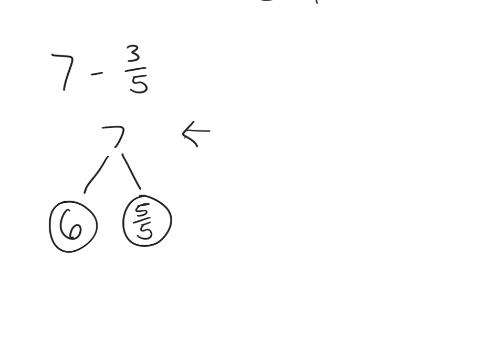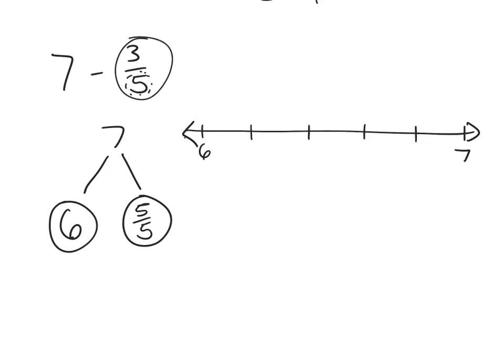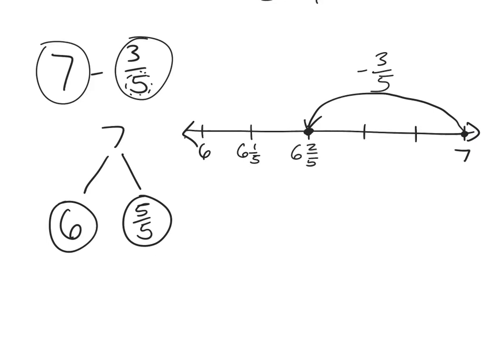So on my number line, I would start with 6 and have 7. And since I'm working with fifths, I would partition my number line into 5 equal parts. And in this case, I'm subtracting 3/5. So I would start at 7, since that's what my minuend is, and I'm going to jump back 3/5. 1, 2, 3, and I end up at this point right here. And so this is 6 and 1/5 at this point, so I get an answer of 6 and 2/5. So 7 minus 3/5 equals 6 and 2/5.